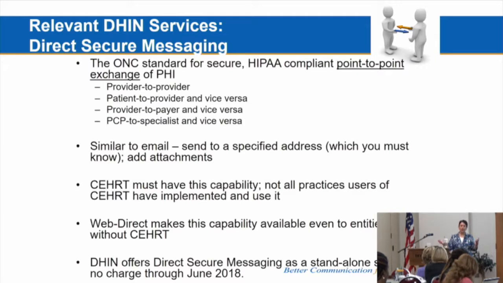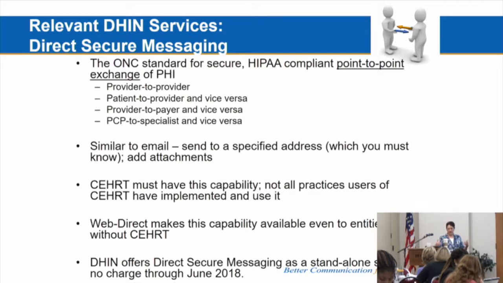Now look, this is going to involve workflow change, right? This is a new tool. And so you and your exchange partners are going to have to think through, how are we going to do this? How are we going to make this work? But it's an important tool. So we are offering it.